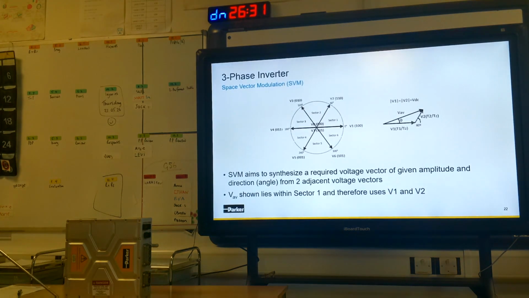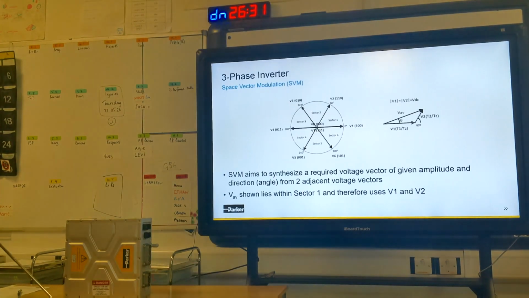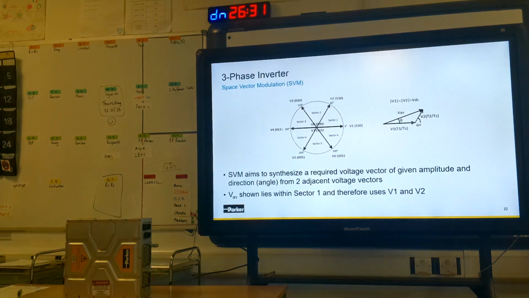In fact, when I first started work a long time ago, 1989, that was the first job I was given. Go and make yourself a space vector modulation system for an inverter that we want to launch in a few months' time. Okay, I can do that.